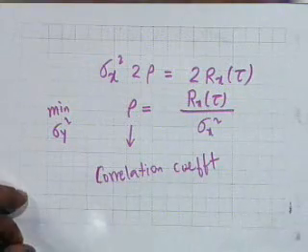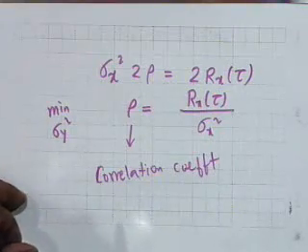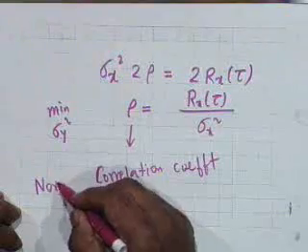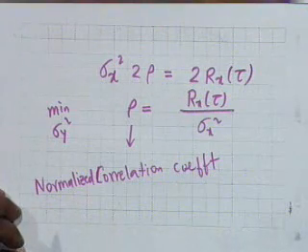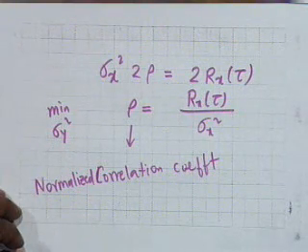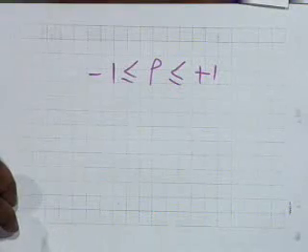I have written correlation coefficient for one purpose: it is the correlation function normalized with respect to sigma x squared, and therefore it is sometimes also called the normalized correlation coefficient. Now, let us see what is the range of possible values of rho. Obviously, I claim that rho lies between +1 and -1.